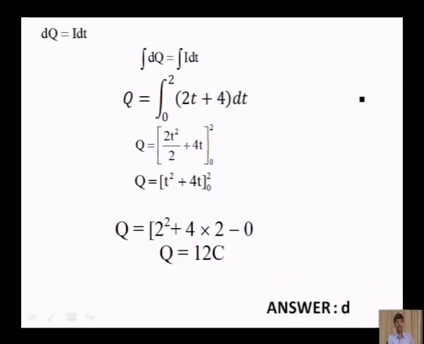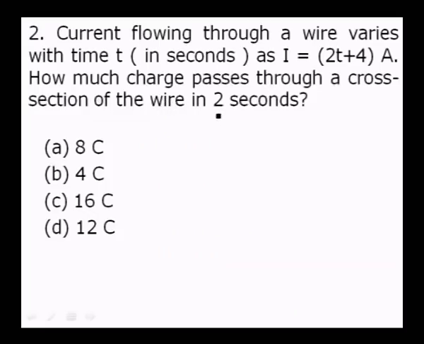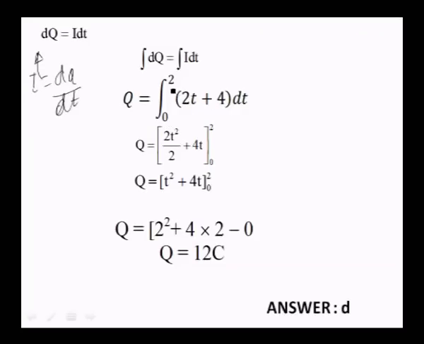We can write current is equal to dq divided by dt. Rearrange the expression, dq is equal to I into dt. So, integrate on both sides. Integration of dq is equal to q. So, integration from 0 to 2. Why I am taking 2 means we are going to calculate the charge from 0 to 2 seconds. Therefore, the limit is 0 to 2 seconds.